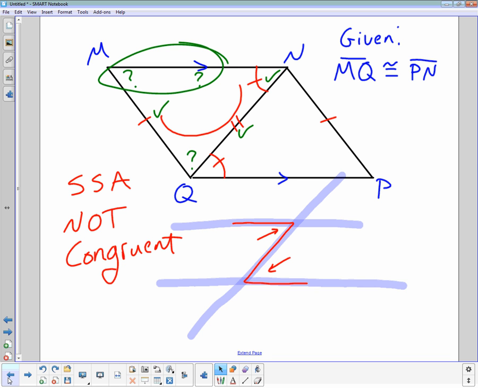If it had a right angle in it, that'd be a totally different story. And then it would be congruent by what? HL. Right. He's got it.